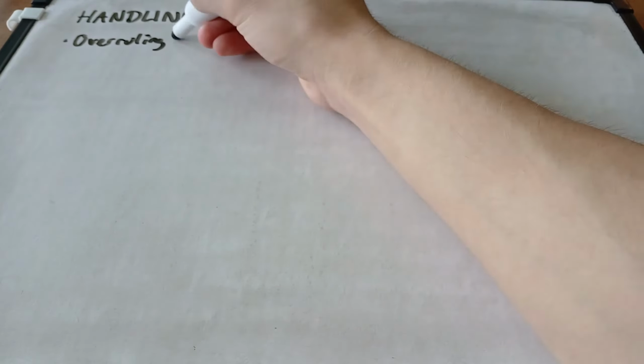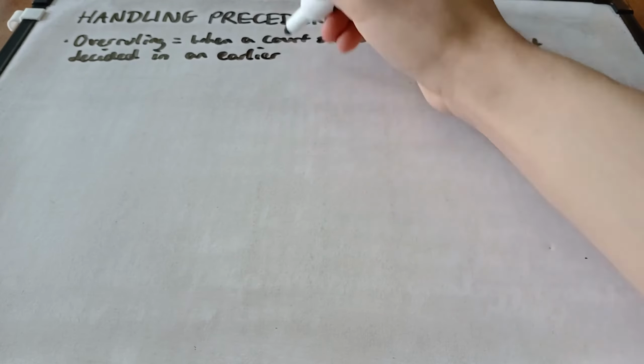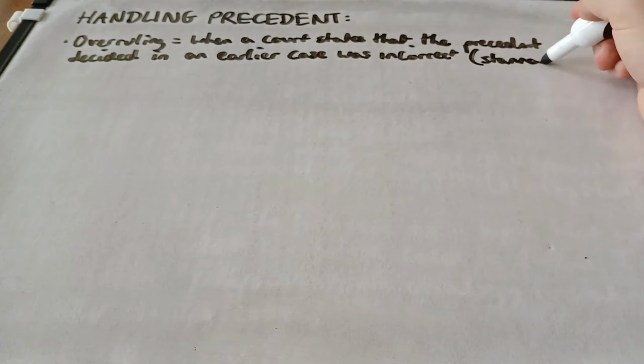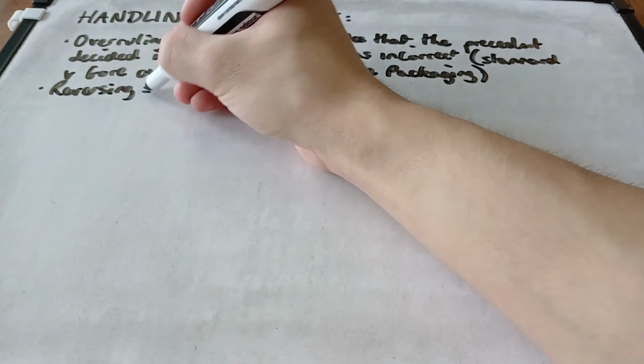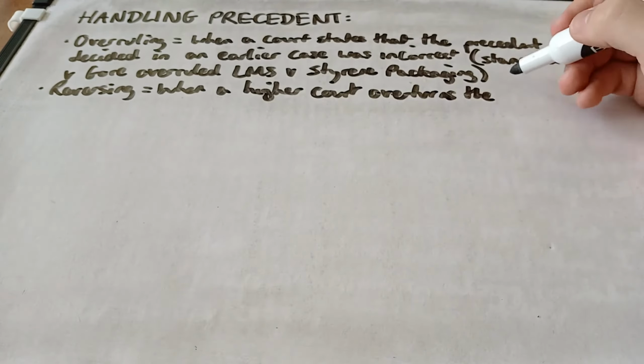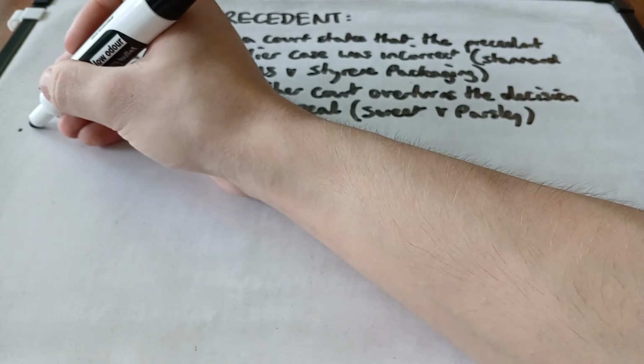There are three main ways of handling precedent. The first one is overruling, and this is when a court states that the precedent decided in an earlier case was incorrect. Stannard versus Gore overruled LMS versus Styrene Packaging. The second way of handling precedent is reversing. This is when a higher court overturns the decision of a lower court on appeal, like in Sweet versus Parsley.